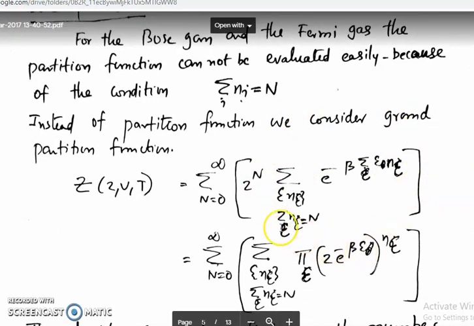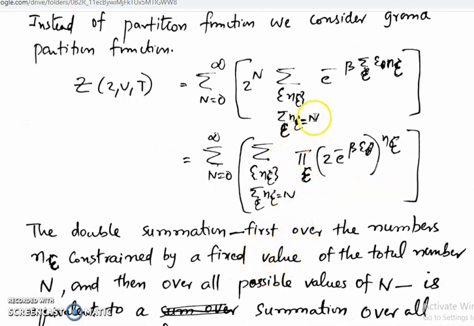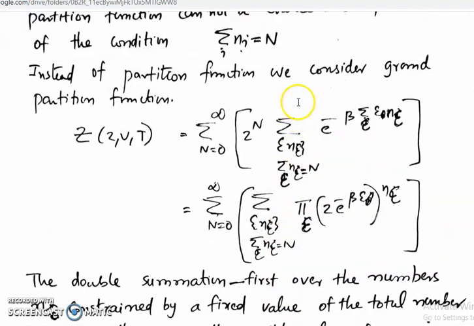Sigma n_epsilon equal to N. This is the summation over different distribution sets of e to the power minus beta, and this is the energy, epsilon into n_epsilon. And as we did in the case of the Maxwell-Boltzmann case, this actually consists of several terms, a sum of several terms, that can be written as a product of this.